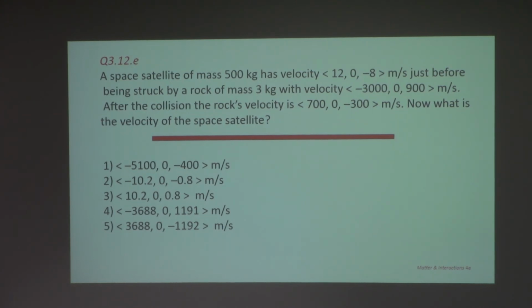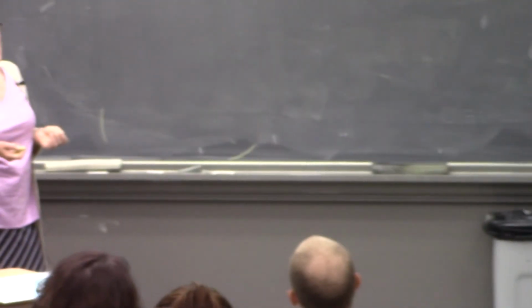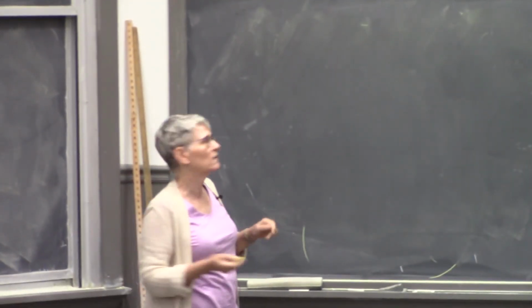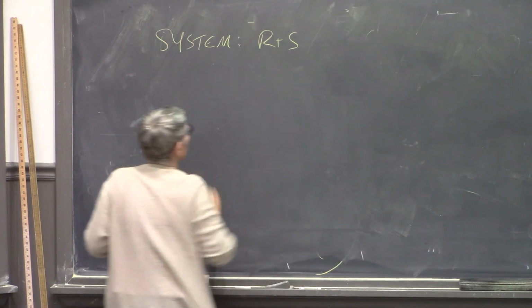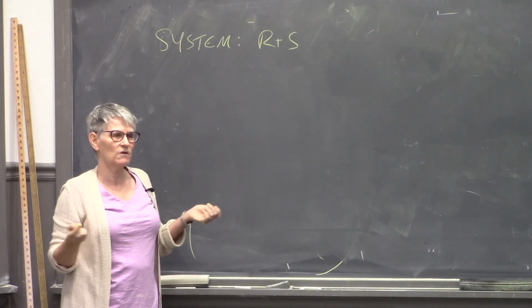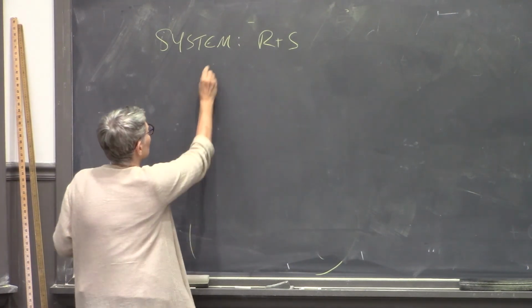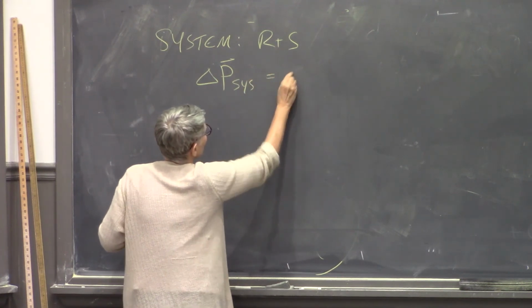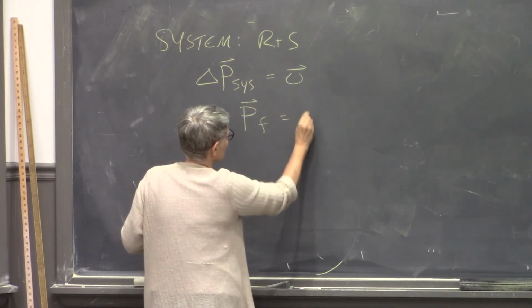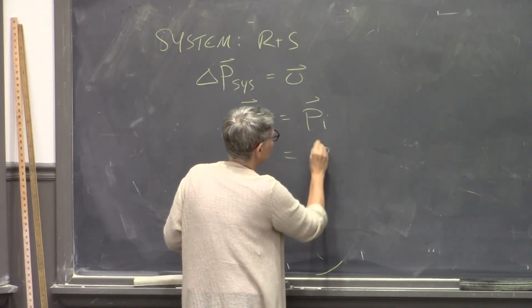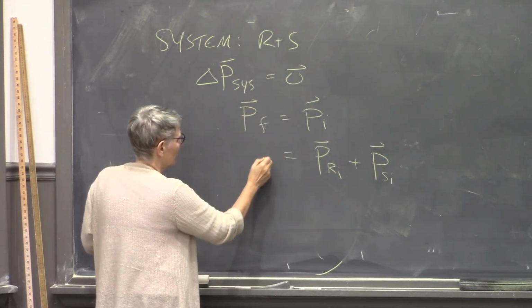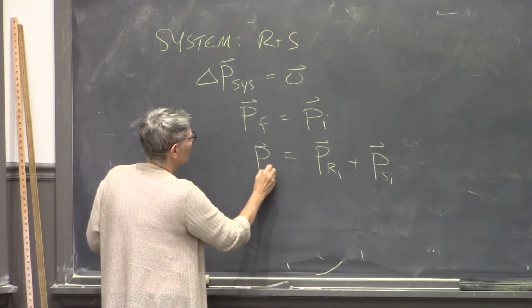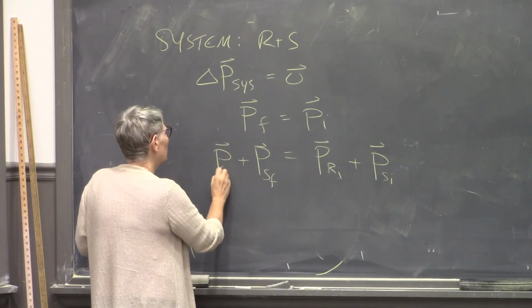Okay, let's talk for a minute about how we do this problem, just to make sure we're all approaching it right. So, what are we taking as the system? Both objects, right? And so, what's true of the momentum of this system during this interaction? It doesn't change, right? So delta P system is zero, which means P final is P initial. So the initial momentum of the rock plus the initial momentum of the satellite has to equal the final momentum of the satellite plus the final momentum of the rock, right?